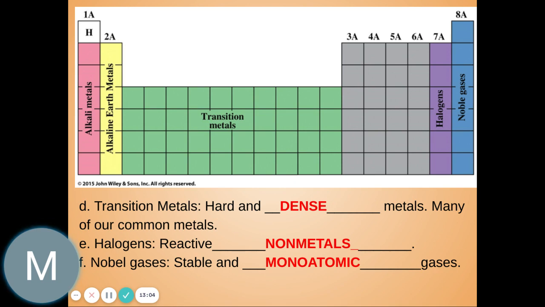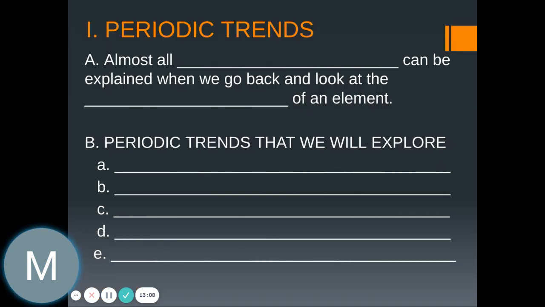Okay, so this is a real quick introduction to the periodic table. We're going to be looking at specific periodic trends as we go across and discover more about the periodic table. Almost all periodic trends can be explained when we go back and look at the electron configuration of an element. So we'll be using things you learned from the last unit and applying that knowledge to this unit here.